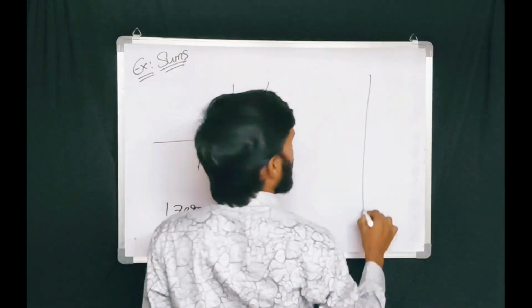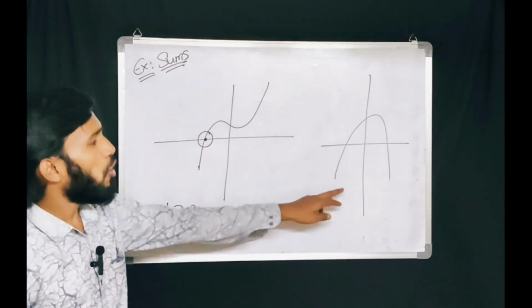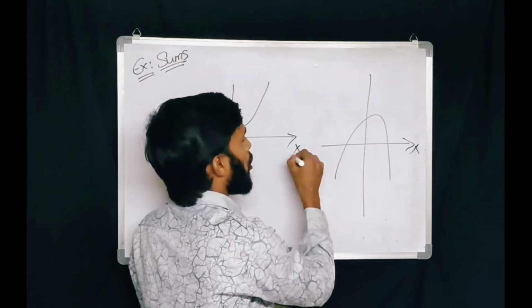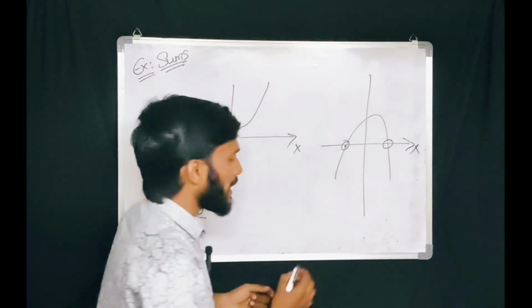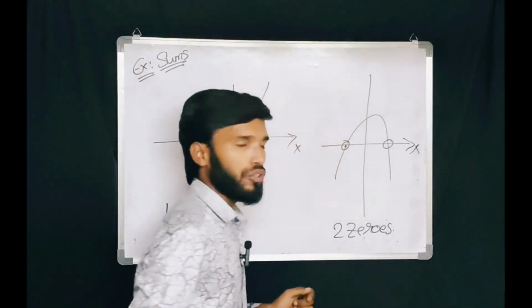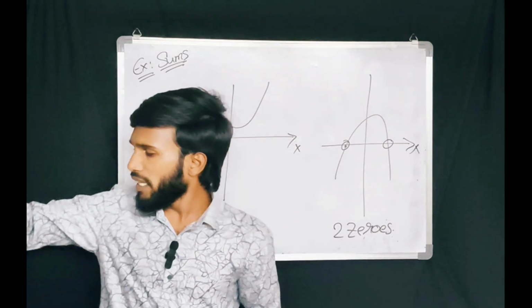And the second graph is something like this. Here observe, at how many places is the polynomial intersecting the x-axis? Two places, 2 points. That means it has how many zeros? Two zeros. So now see the third example.